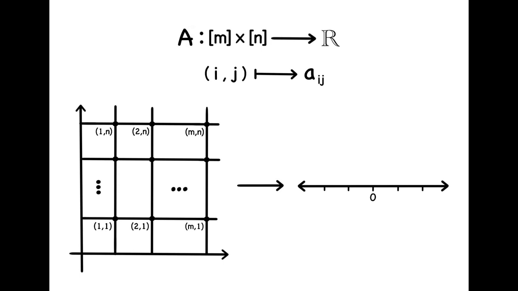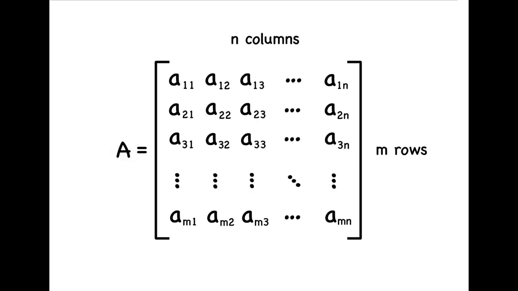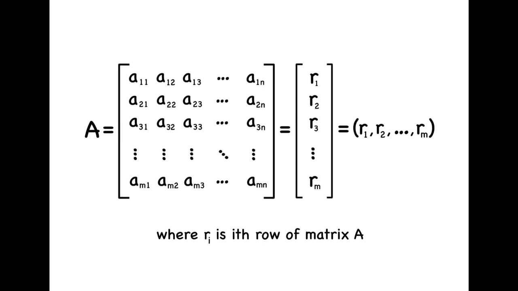An m by n matrix over real numbers is a function from vertices of an m by n grid to real numbers. We denote a matrix as a rectangular array with m rows and n columns. We use this notation to denote the set of all m by n matrices over real numbers R. Often, it is convenient to represent matrix A in terms of its rows.